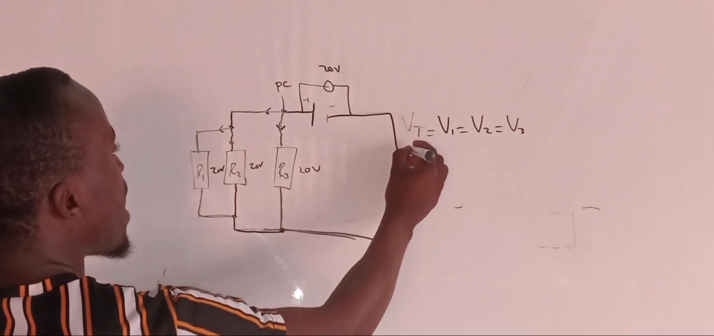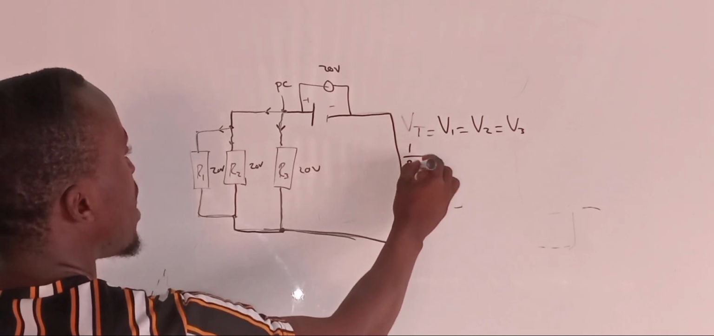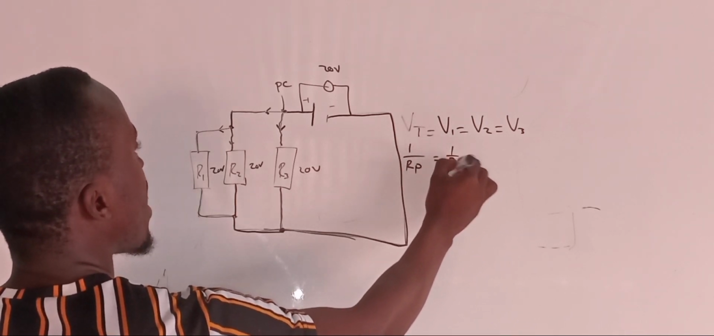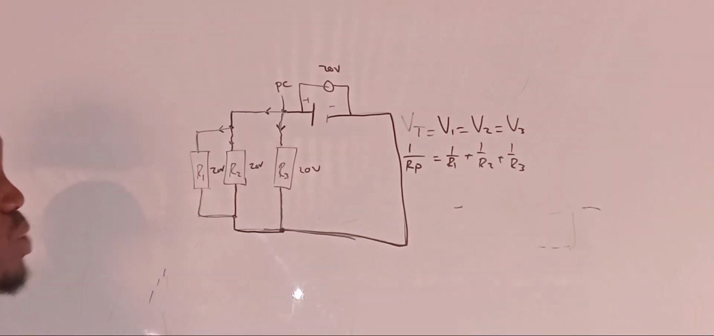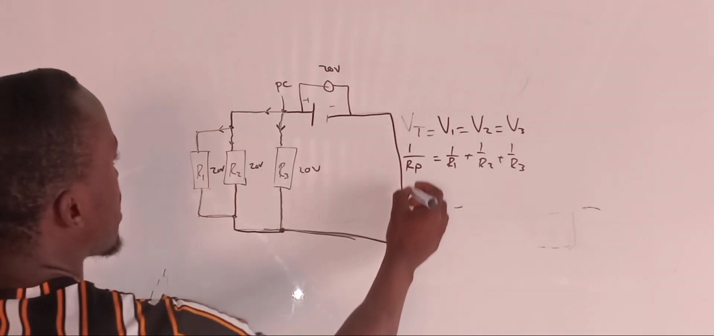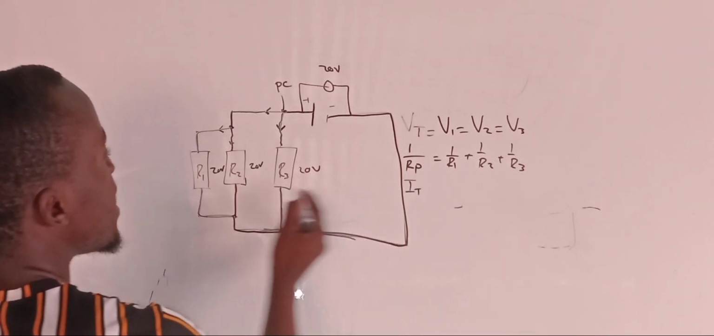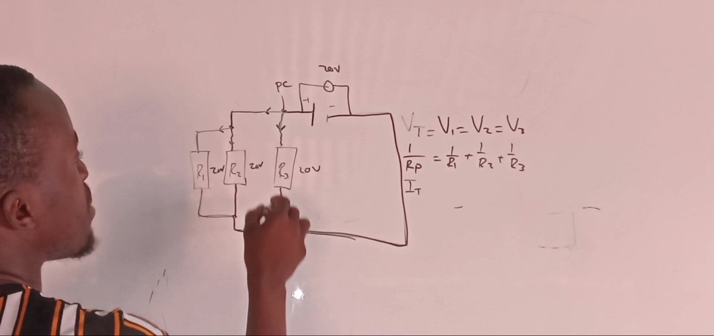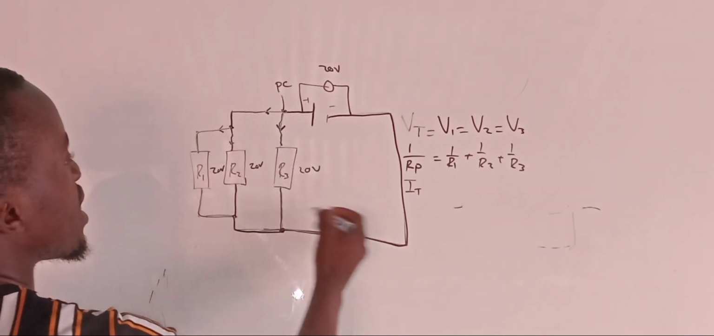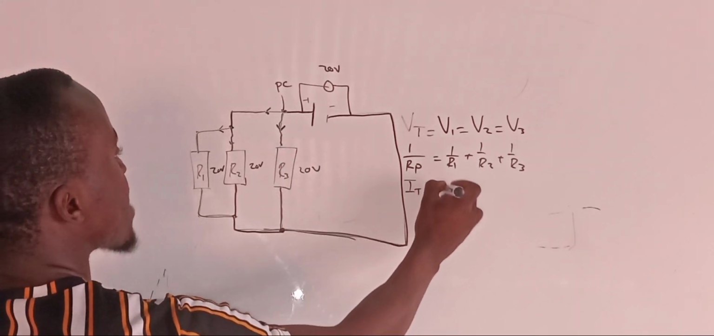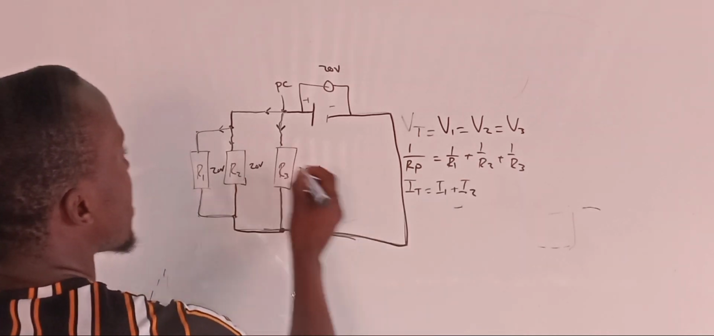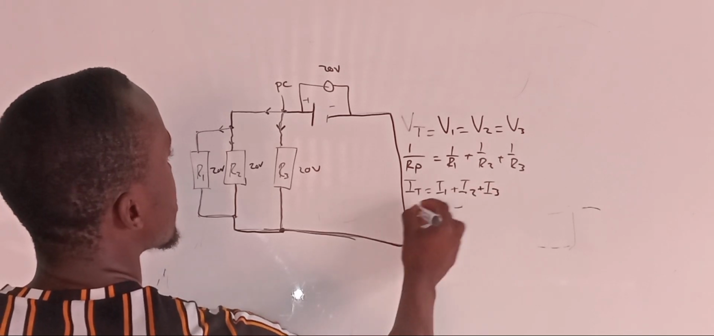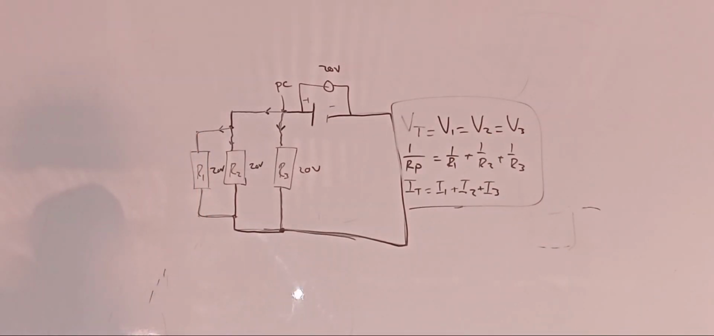Then what about equivalent resistance? We use this formula: 1 over Rp equals 1 over R1 plus 1 over R2 plus 1 over R3. Why? Because it is connected in what? In parallel. Then what about the I total? The I that we get in resistor number 1, resistor number 2, resistor number 3 is not the same. Meaning that for me to get the I total, I must add the I in resistor number 1, the I in resistor number 2 and the I in resistor number 3. So this is very, very important, guys, that you know this. It's very, very important.